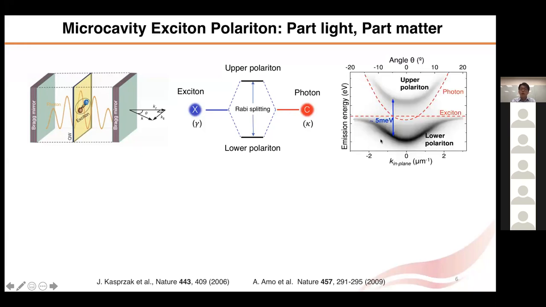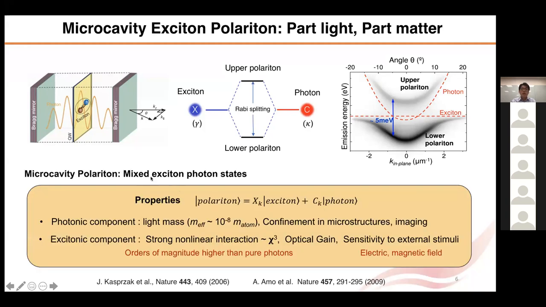So here we show a very typical polariton dispersion from a gallium arsenide system, where we clearly see this anti-crossing feature with a typical Rabi energy splitting. Since exciton polaritons are hybrid light-matter quasiparticles, they essentially are mixed exciton-photon states. And in this case, they have inherited all the advantages from their components. For example, from their photonic component, they have inherited a light effective mass, which is 10 to the minus 8 order of an atom.